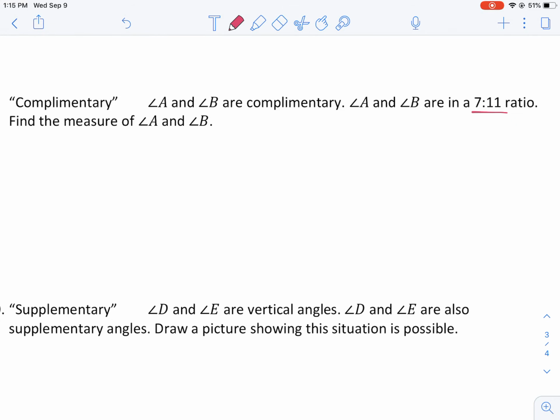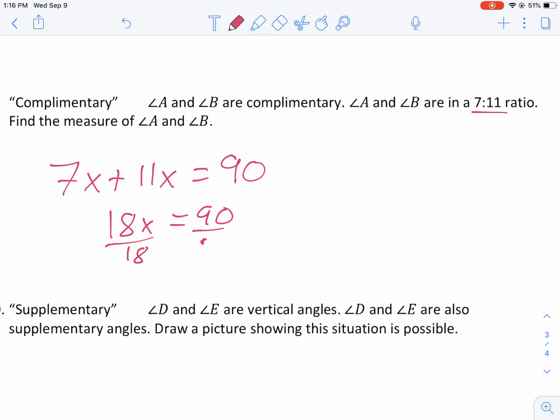Whenever they tell you they're in a 7-to-11 ratio, what you're going to do with that is make this equation whatever the numbers are in the ratio. All right, 7x plus 11x, and since it's complementary, they equal 90. When you do this, you're going to add 7 and 11 together, so that's 18x. Divide by 18, x equals 5. So they have this ratio from 7 to 11, A and B does.